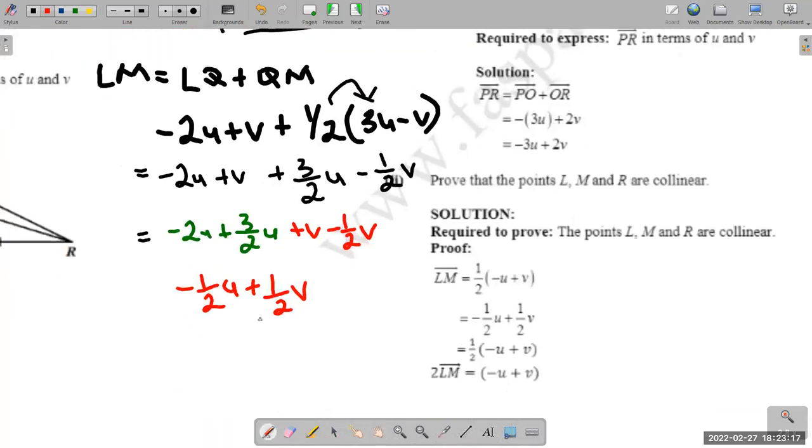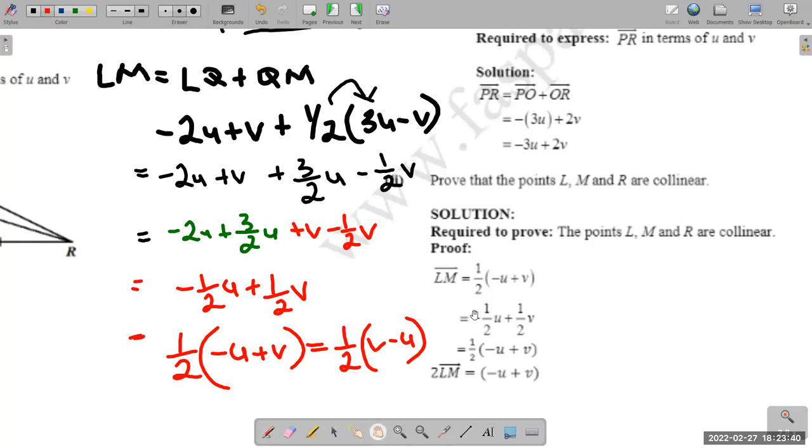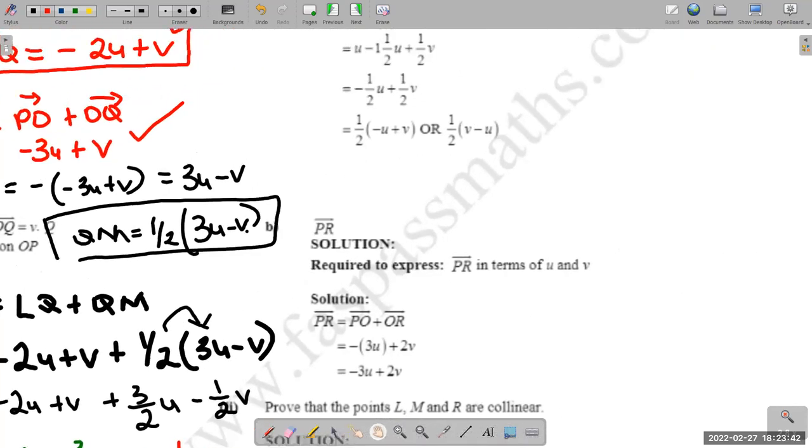So guess what, guys? Whenever you see something like this, what must you do? You must factor out the thing that's common. What's common here? A half is common, so you put it out. What are you gonna be left with? Minus u plus v. And what is another way of writing the same thing? A half of v minus u. Let's see if that's the correct answer. Guys, look at that. Same answer, different direction.